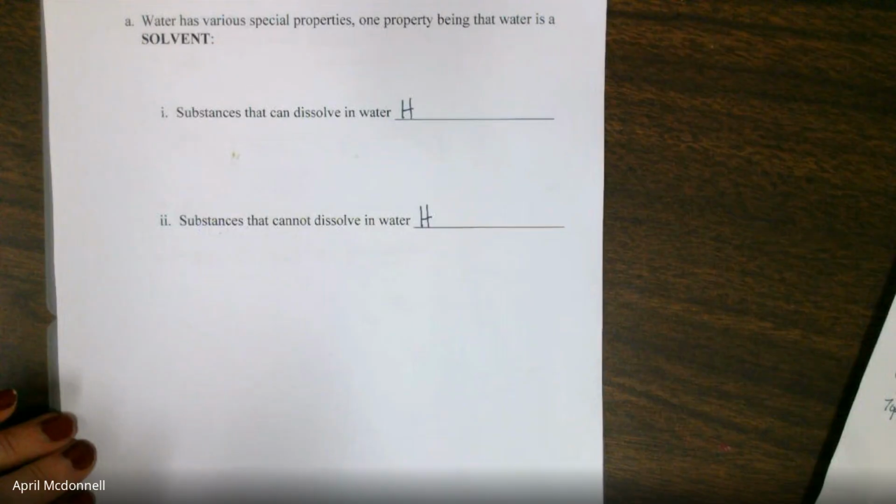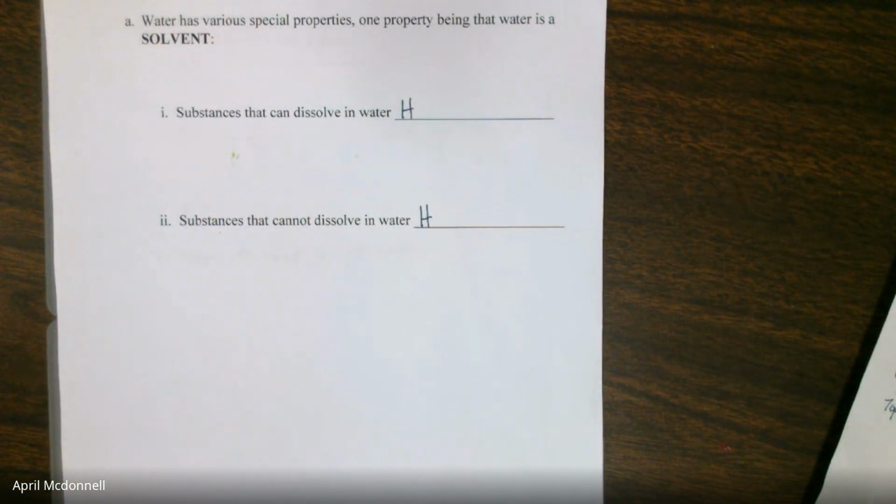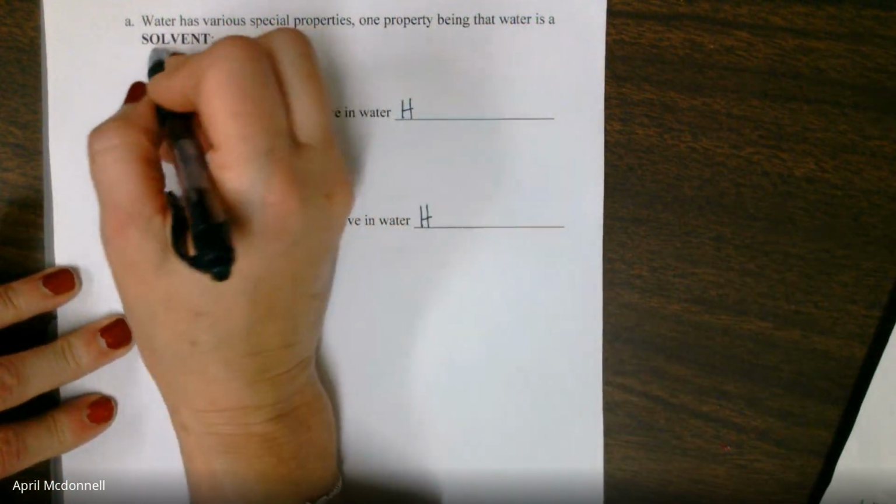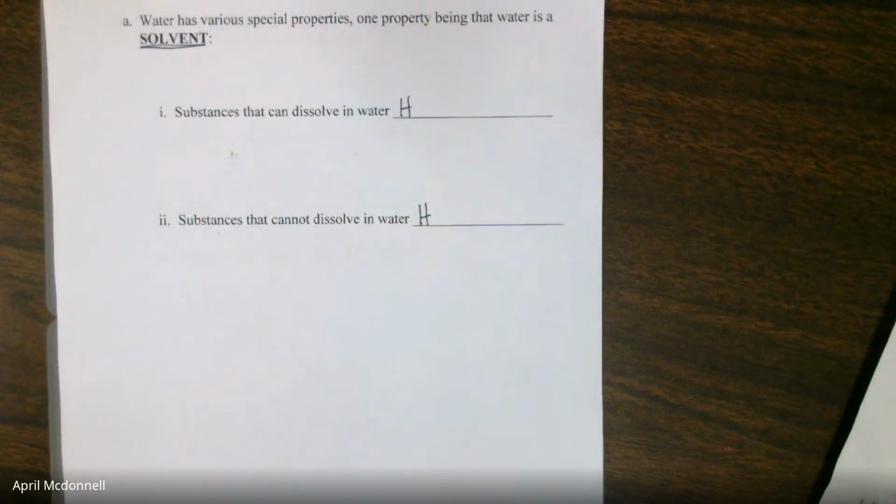So water has a whole bunch of special characteristics that makes it unique and important to life. For example, water is so important to life that we search for water on other planets because we think without water, there could be no life on another planet. Water is involved in so many things that allow life to be sustained. One major special property of water is that water acts as a solvent. A solvent is basically a substance that has dissolving power.